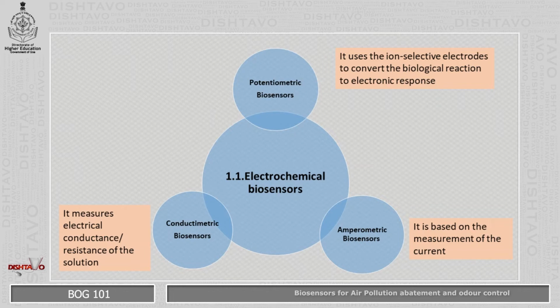So, electrochemical biosensor is divided into three types. First one we have is potentiometric biosensor. It uses the ion selective electrode to convert the biological reaction to electronic response. Second one is amperometric biosensor. It is based on the measurement of the current. Third is conductimetry biosensor. It measures the electrical conductance resistance of the solution.